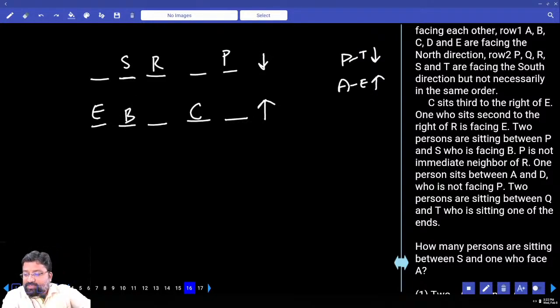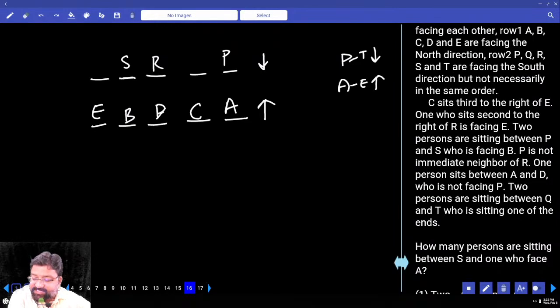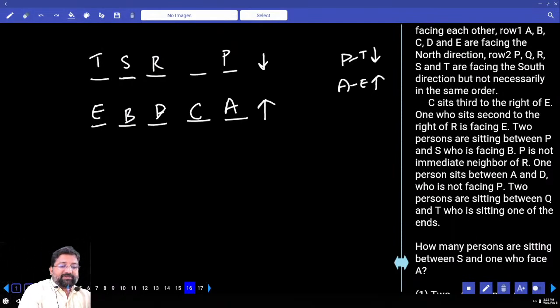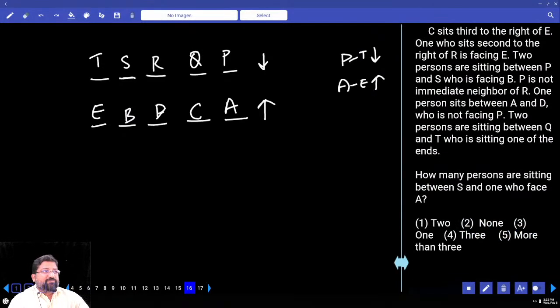Clear? One person sits between A and D, D who is not facing P, so this is D and F. Done? Next, 2 persons are sitting between Q and T, T who is sitting at one of the extreme ends. So this has to be T, this should be Q. Pretty easy. Even though you have 5 in each row, we could easily fix them without any problem.